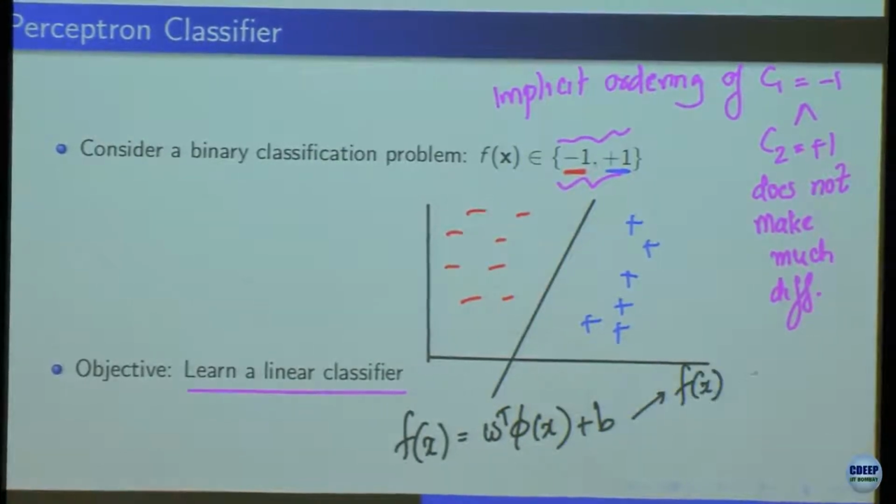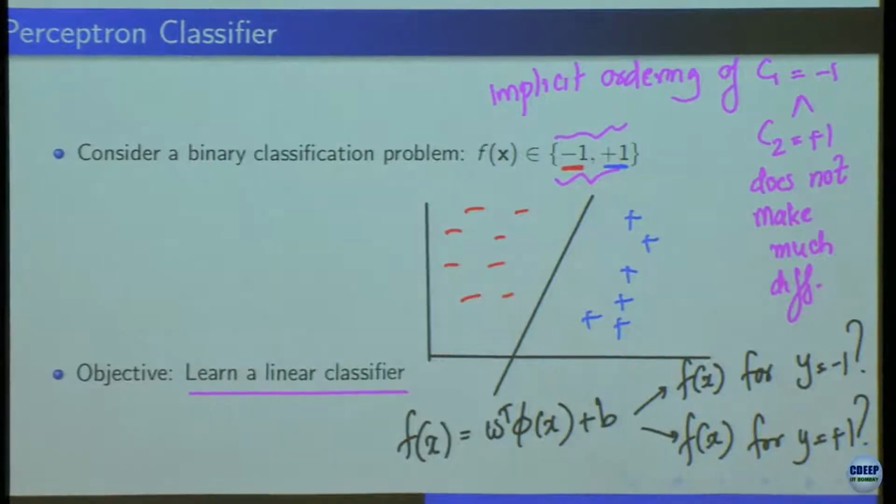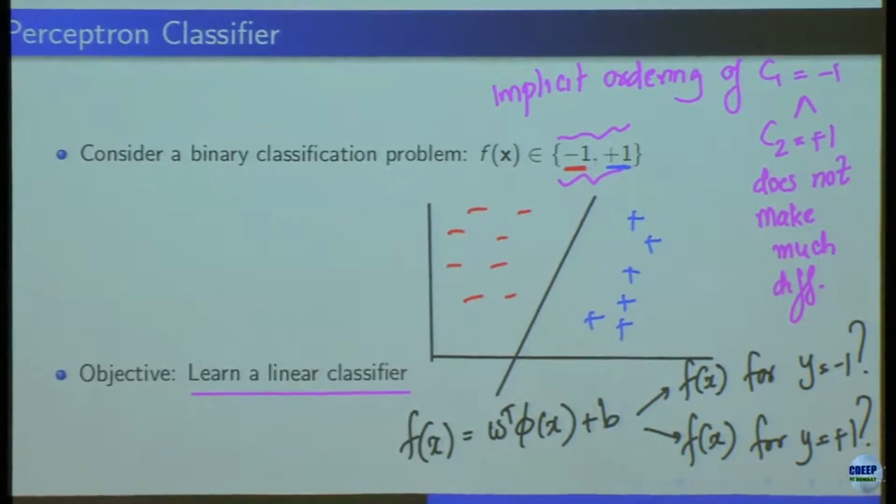My question is, what is the behavior of fx for y equals -1? What should be the behavior of fx for y is +1? Answers please. And what exactly is w doing here? What is w? Is w the line itself? Is w a perpendicular to the line? So the way you visualize it is that w is indeed a perpendicular to the line, and this is the w vector.